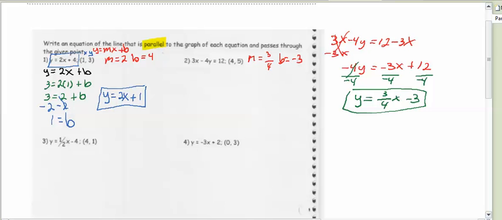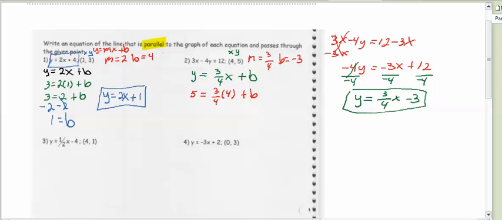Once again, they gave me my x and my y. We're finding a parallel line, so we're going to use the same slope. So we have y is equal to 3 over 4x, but I don't know what my b is, and that's what I'm trying to find out. Now I'm going to substitute. Instead of y, I'm going to put 5. I keep my slope, the same one. My x is 4, so it's times 4 plus b.